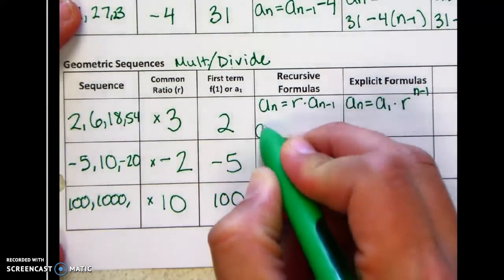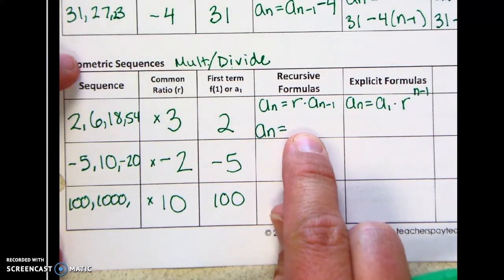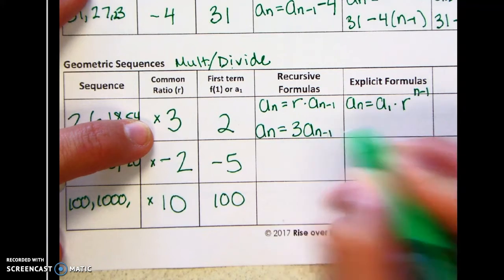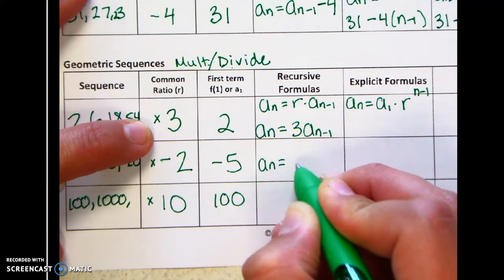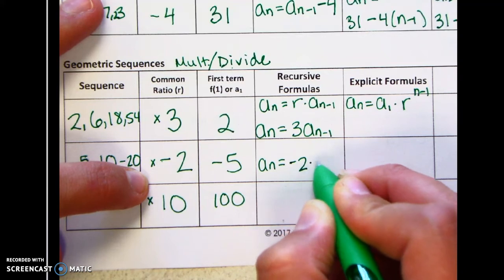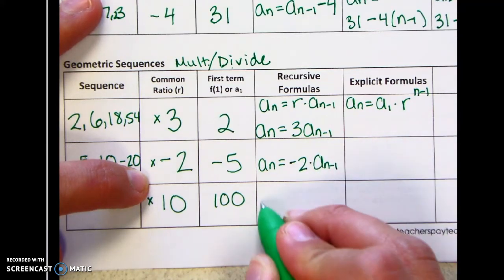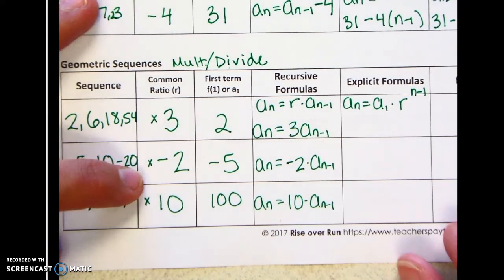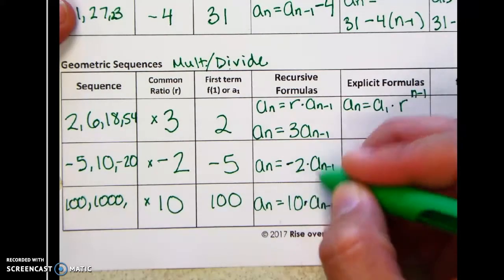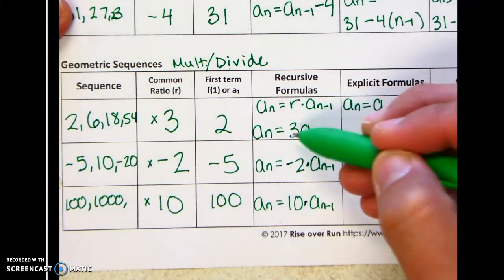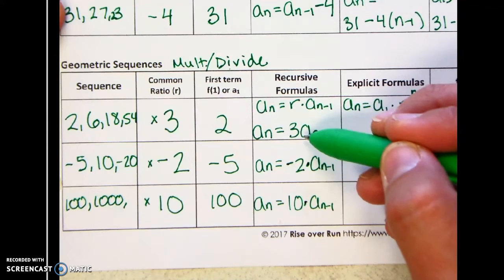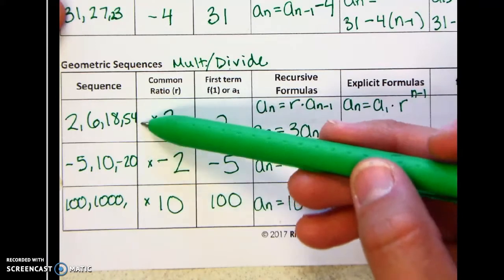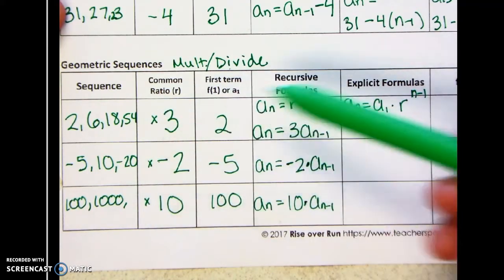All right, here we go. What's the common ratio for the first one? 3 times a sub n minus 1. And the common ratio for the second one is -2 times a sub n minus 1, and so on. You guys, all this means is to get the next term, you multiply by the common ratio. So you're going to have questions where it says, what's the next term? Oh, I just multiply by 3 to get the next term.